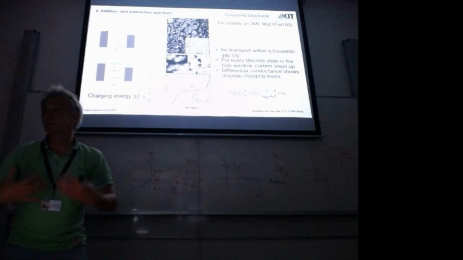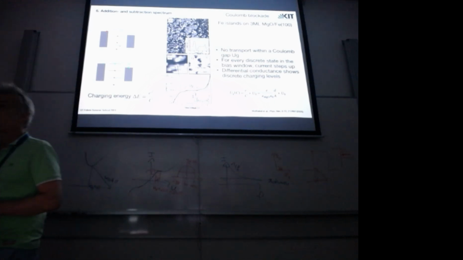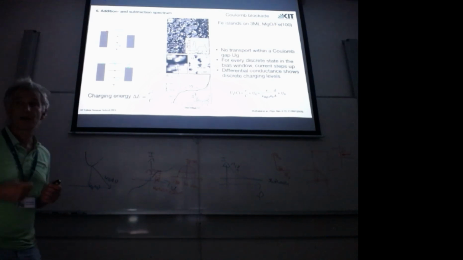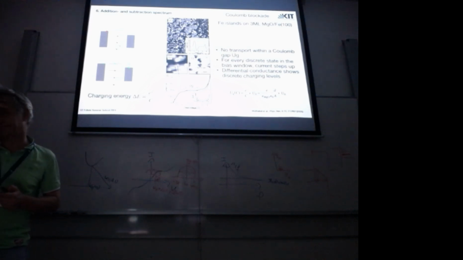Now, if I have a big sample, to add an electron costs so little Coulomb energy that I typically can forget it. But if the sample is small, it's a small island on an insulator, so the charge lives for some time on the island, I have to keep it in mind.